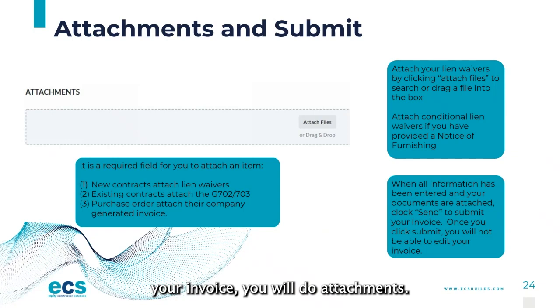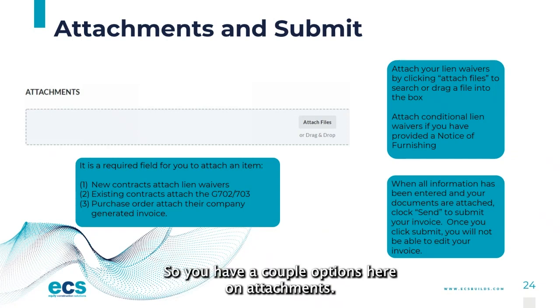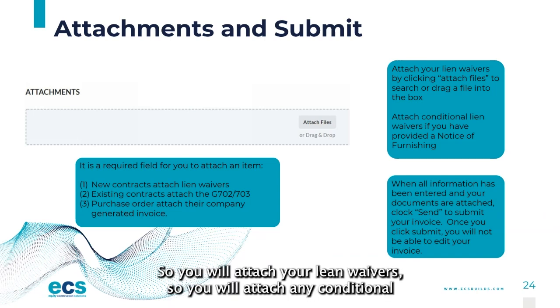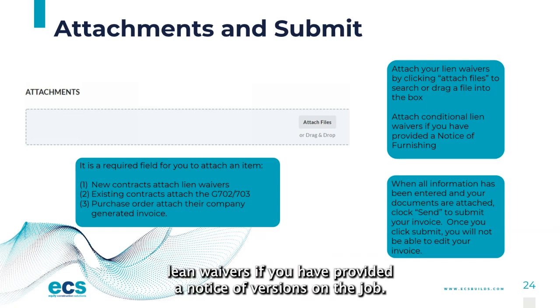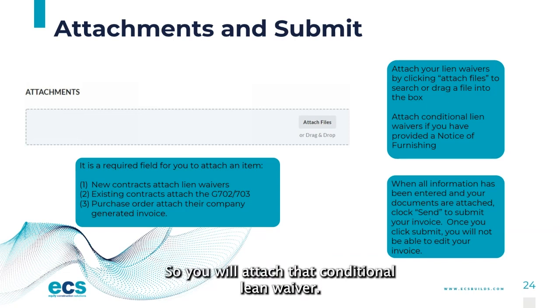So once you've completed your invoice, you will do attachments. You have a couple options here on attachments. Focusing on the boxes on the right, you will attach your lien waivers. You will attach any conditional lien waivers if you have provided a notice of furnishing on the job. So you will attach that conditional lien waiver.